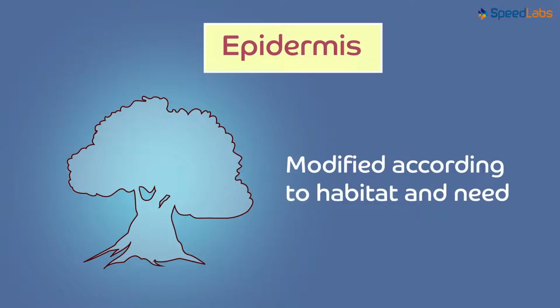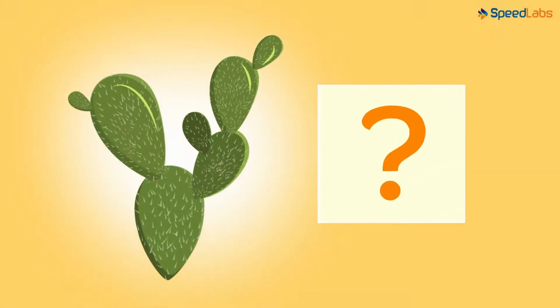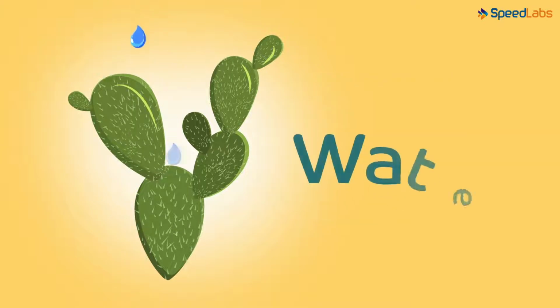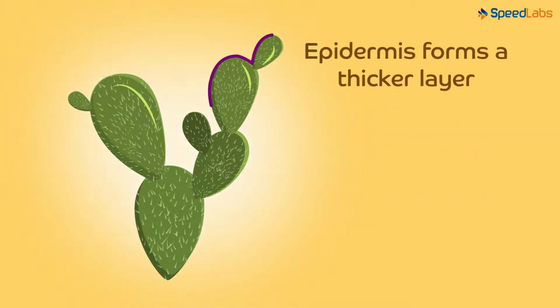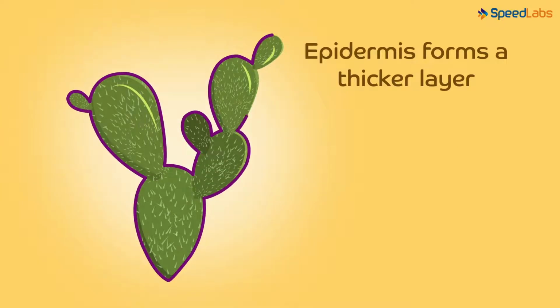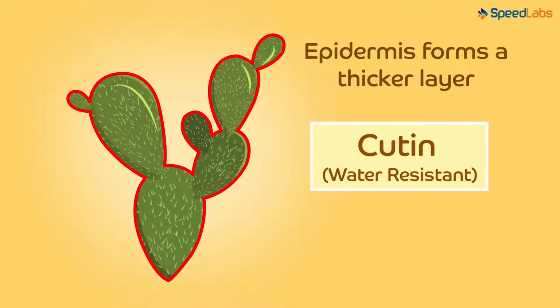Let me ask you a question. What would plants growing in the dry habitat need the most? Yes, water. In case of such plants, the epidermis forms a thicker layer in order to prevent excessive water loss. In fact, plants growing in desert have a thick, waxy chemical called cutin in their epidermal cells, which prevents water loss to the maximum extent.